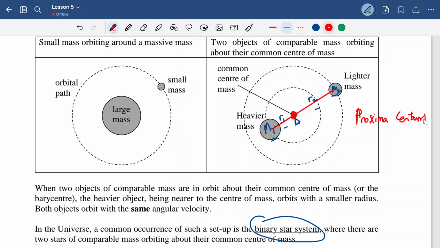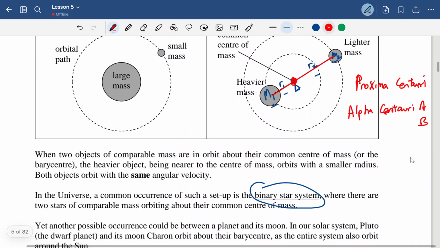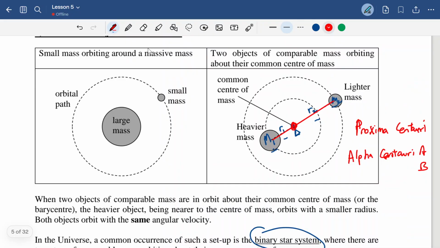And the next two stars that are nearest to us are a set of binary stars called Alpha Centauri A and B. So this is a set of binary stars that are nearest to the solar system. They are still like 4 light years away. Now, then you'll be thinking, why are they different? Now, they're actually not different.